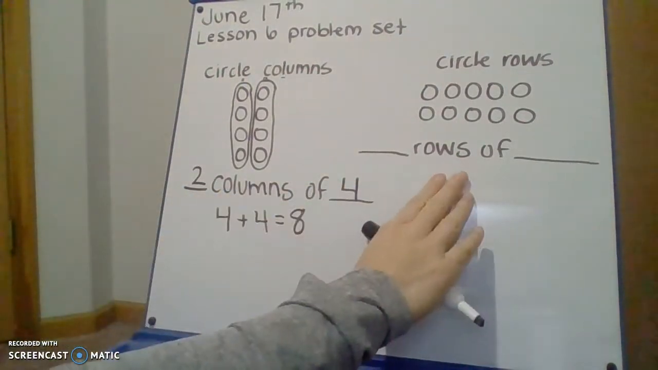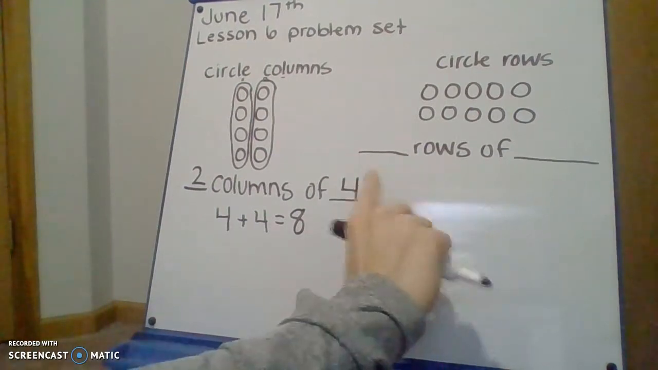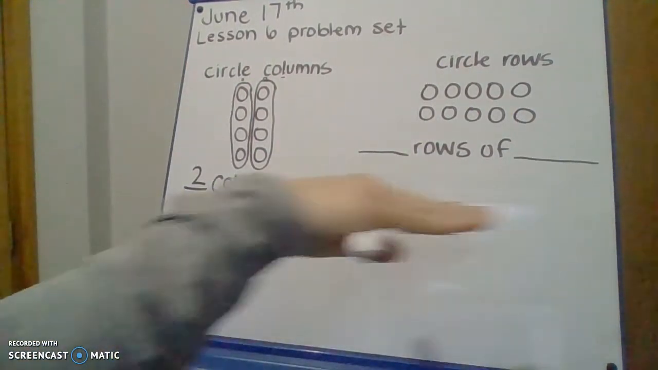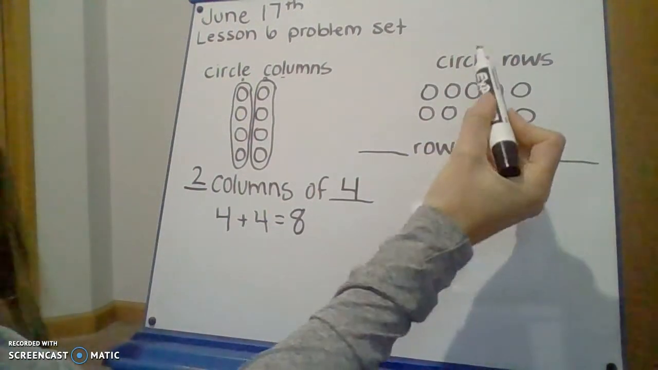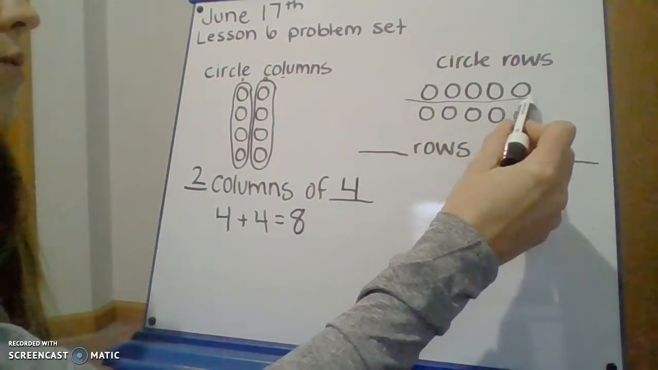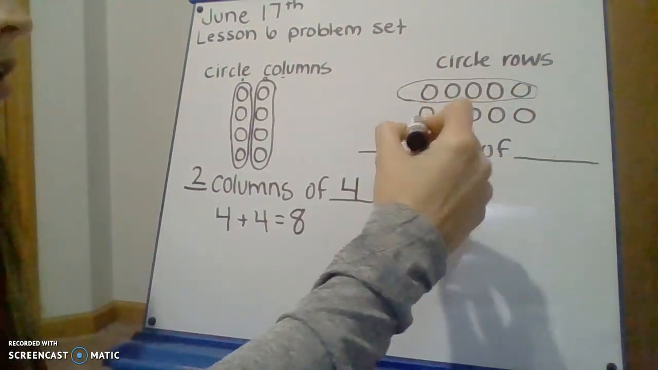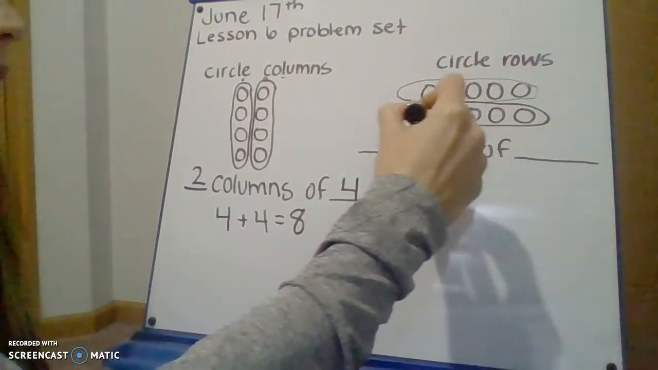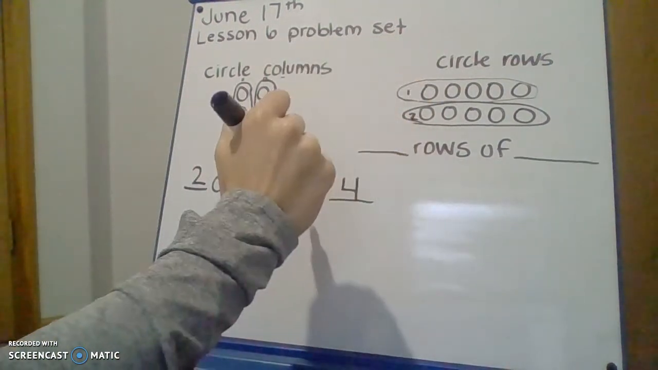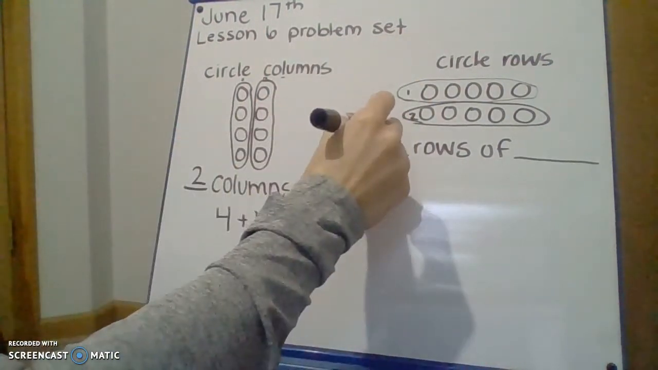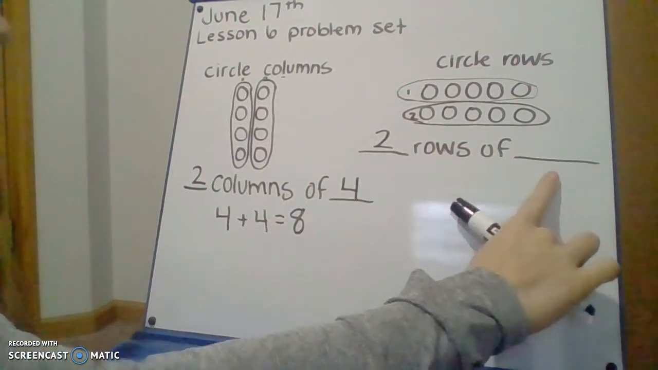If we go over to our rows, they are going to go horizontal, like you're rowing a boat. Horizontal. So circle your rows. Well, your rows are going to go this way and this way. So how many rows do you have? You have 1, 2 rows. I like to label them. So you have 2 rows of how many?